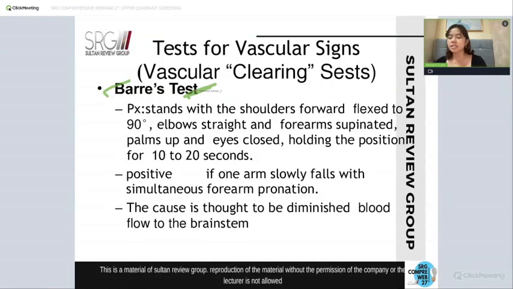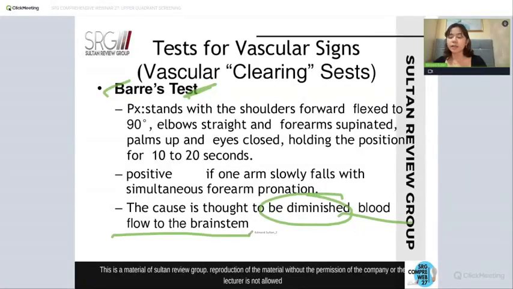You ask the patient to close his or her eyes and dapat ma-hold ni patient yung position na to for 10 to 20 seconds. Now, magpa-positive sign po if bumaba, okay, tapos nag-pronate. So if bumaba tapos nag-pronate, positive po si patient with Barre's test. Now, ano yung indication pag nag-positive si patient sa Barre's test? This means that there is diminished blood flow to the brainstem po. Okay? Kapag nag-positive siya. So again, the positive sign is pag bumaba, tas nag-pronate. Again, there is diminished blood flow to the brainstem.